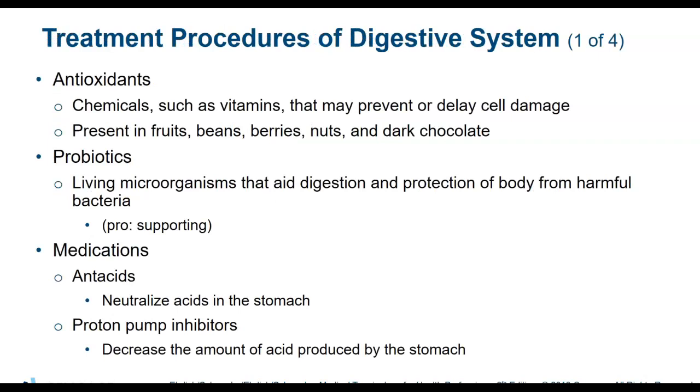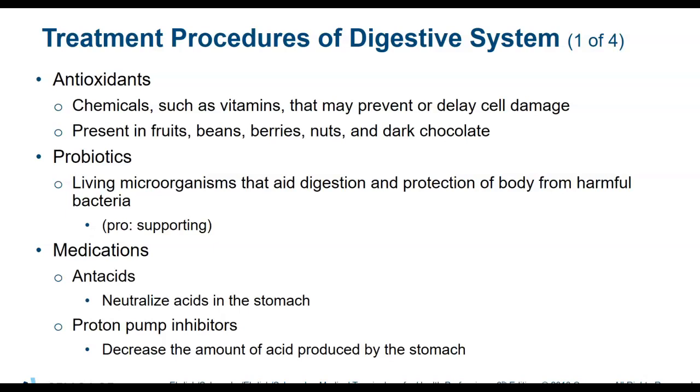Different treatments that we can use for the digestive system: antioxidants, vitamins, increasing our fruits and vegetables. That's really, really important. Probiotics. These are things that help aid in digestion, and they are everywhere. You can buy them over the counter. Some are less expensive, some are more expensive, but there's a lot of things going on with probiotics.